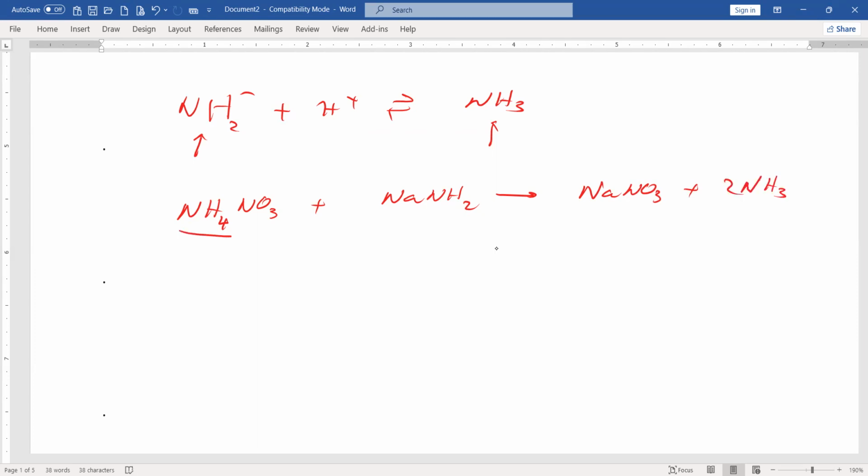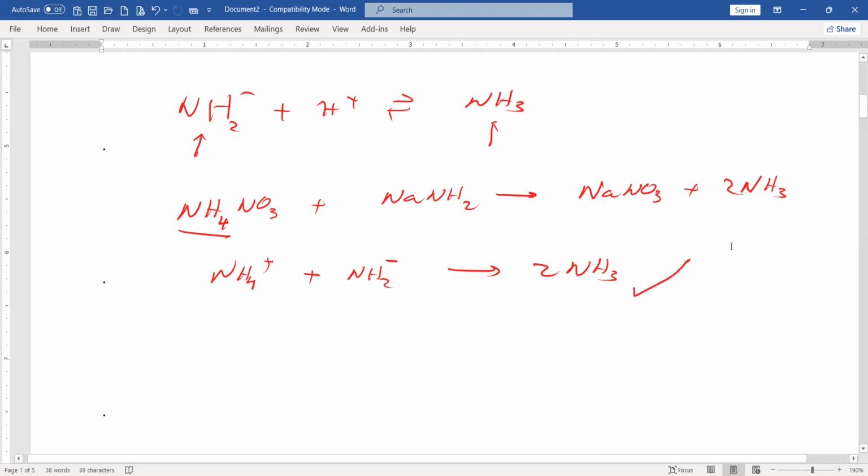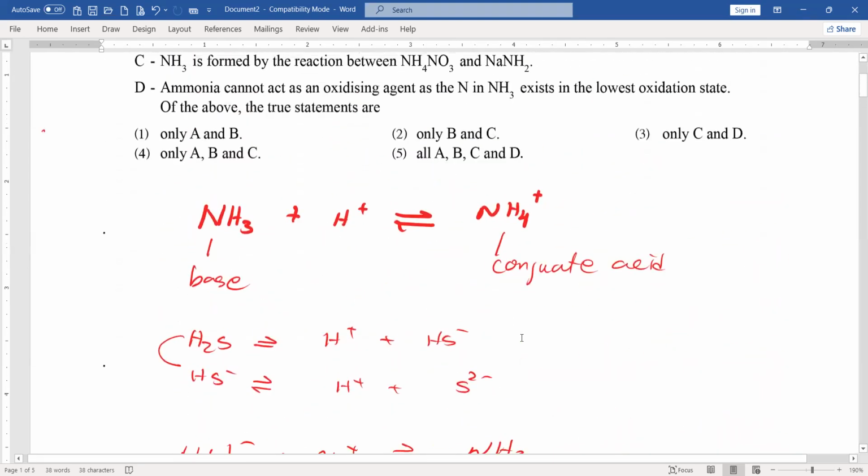Here you have the ammonium ion, NH4 plus. This is our acid. And this is our base. These are not conjugate pairs, but an acid and a base. This has an extra hydrogen, this has less hydrogen. So one hydrogen from this ammonium ion will be given to this NH2 minus ion. Then you will get 2 ammonia. That is what will happen in this. So C is also correct.